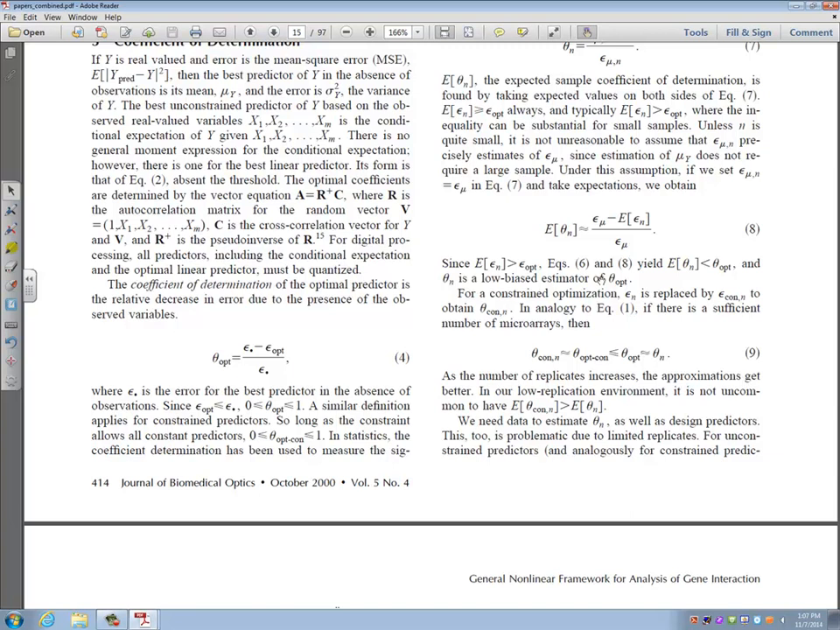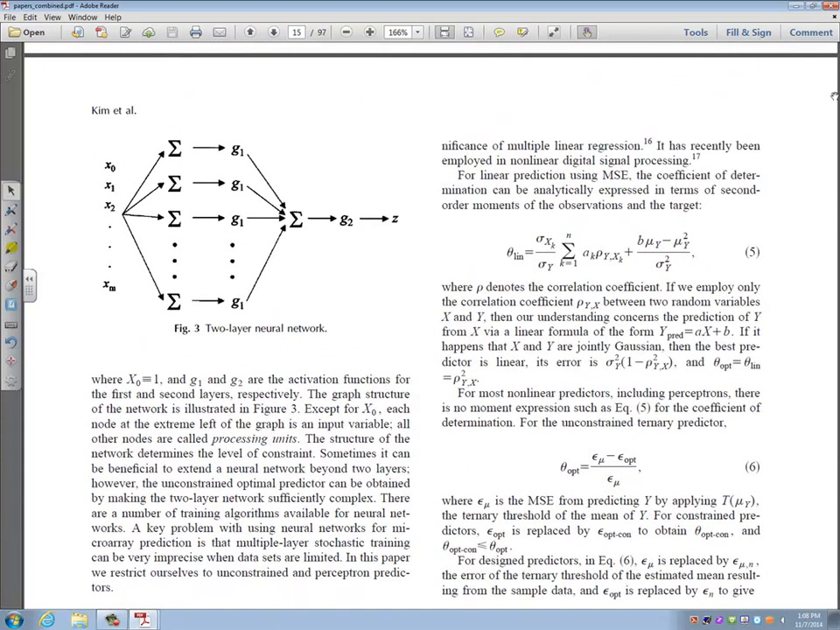So that's the idea. In statistics, and many of you here have a very strong background in statistics, the coefficient of determination has been used to evaluate the significance of multiple linear regression, right? So you must be familiar with that. And it has been recently used in nonlinear digital signal processing.